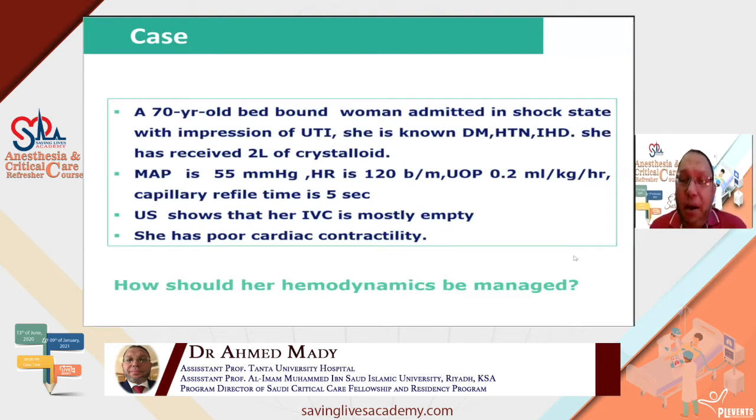All of these are items or parameters of hemodynamics. How can you integrate all of this to diagnose this case? This case may be somewhat clear, but if you look deeper, you can find she's bedbound.